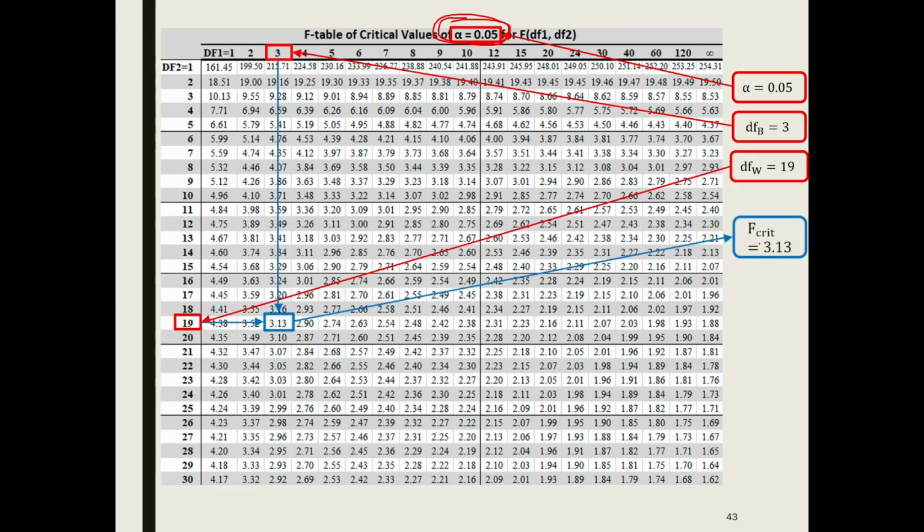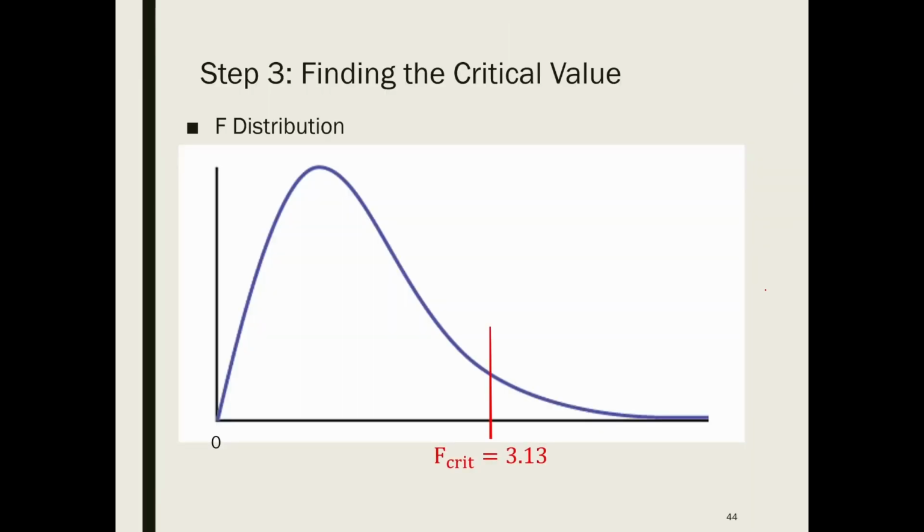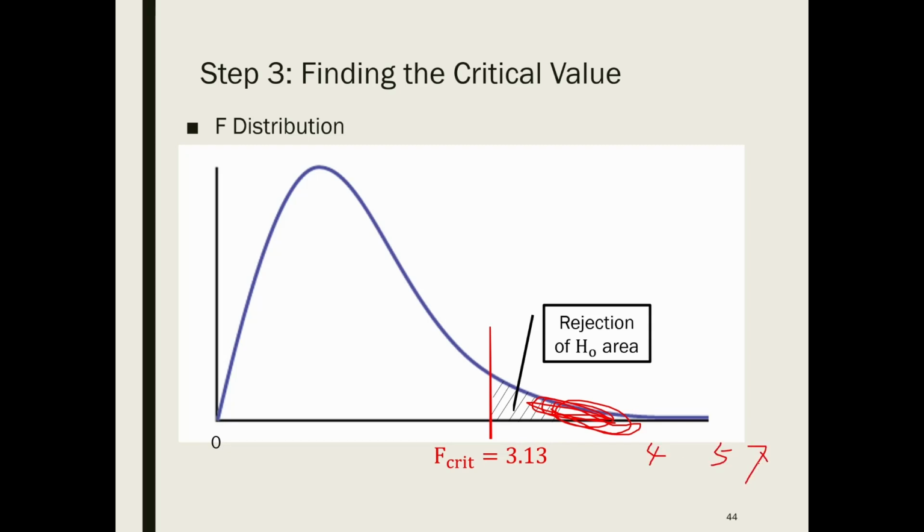3.13. Okay, and it's a positive. It has to be a positive. So you mark it. The critical F value will be 3.13 here, and the rejection area will be here. Anything larger than 3.13, we will make the decision to reject the null hypothesis, like 4, 5, 7. Okay, anything smaller than 3.13 will be accept the null hypothesis, such as 2, 1.